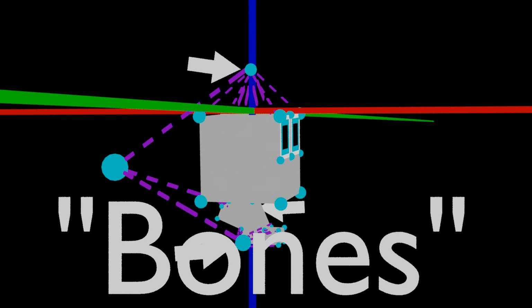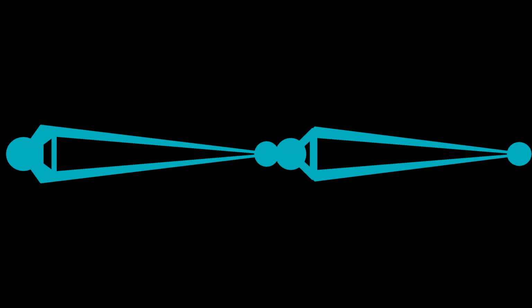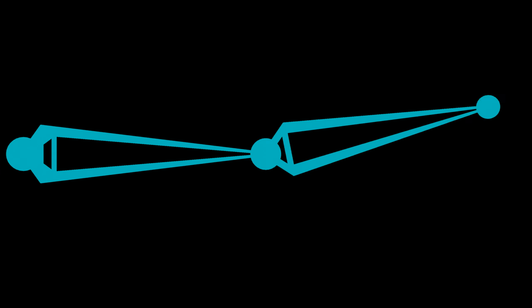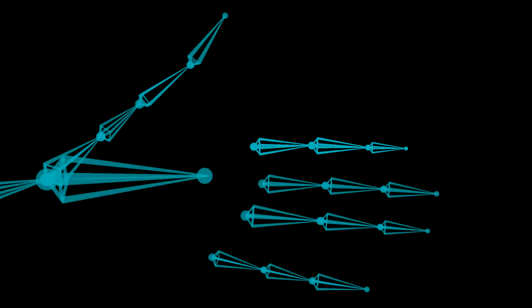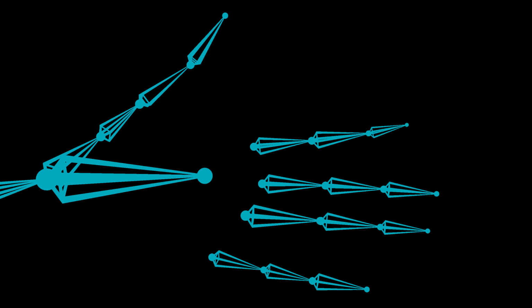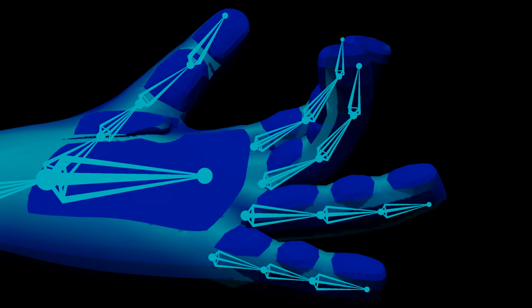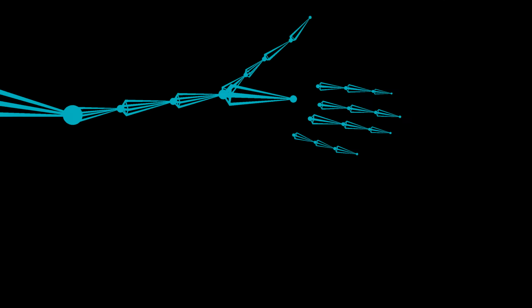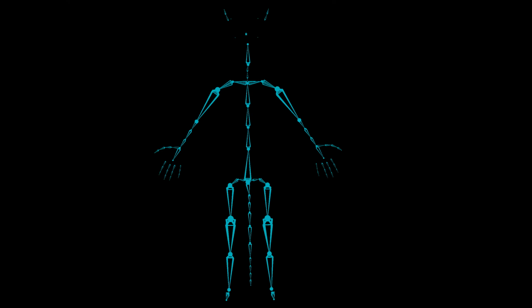In Blender, these points are called bones. And instead of looking like this, they look like this. And they can connect to each other like this. A group of bones that comes together to control a character is called an armature. And when you animate the armature, you can do stuff like this.